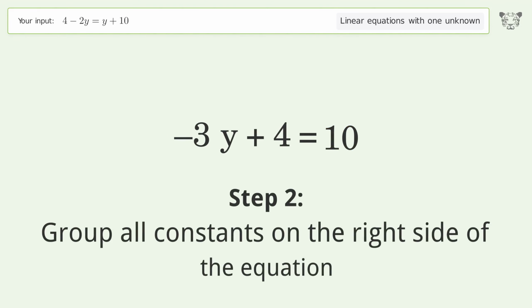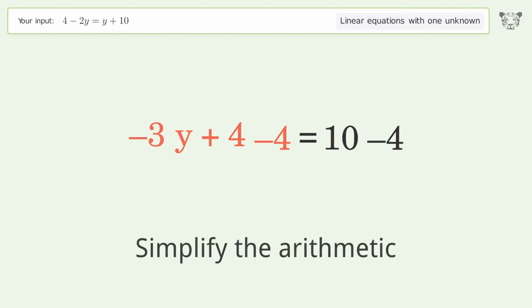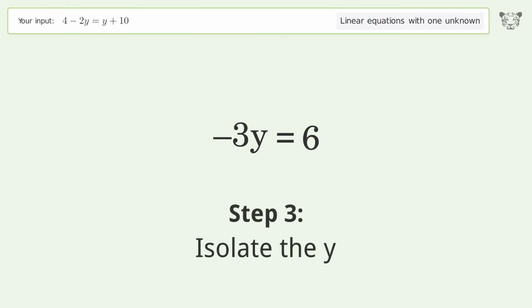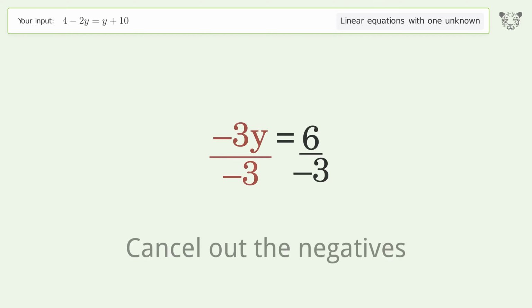Group all constants on the right side of the equation. Subtract 4 from both sides. Simplify the arithmetic. Isolate the y. Divide both sides by -3. Cancel out the negatives.